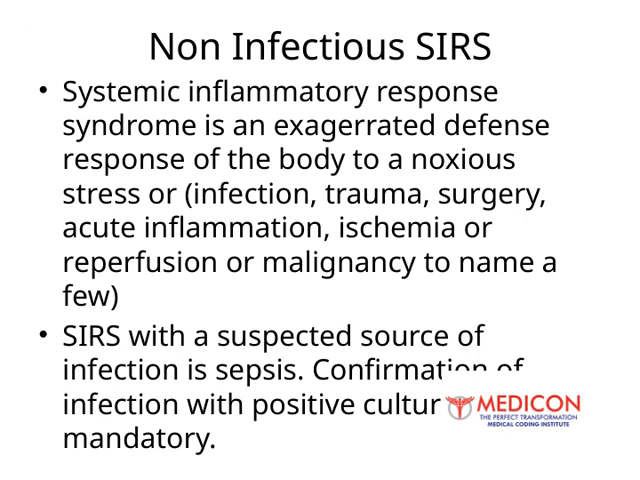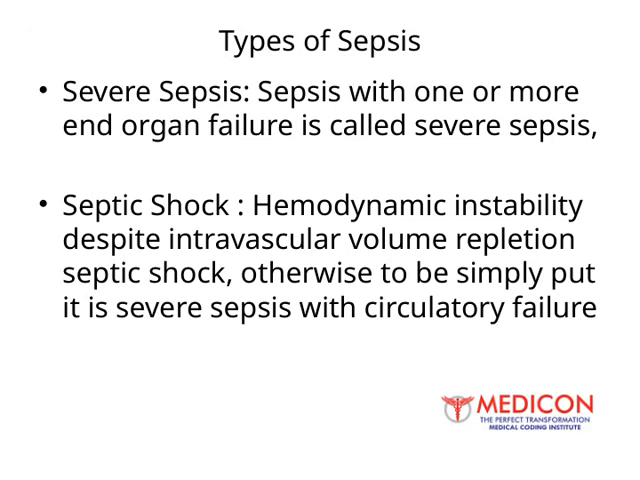Recognizing when SIRS is infectious versus non-infectious helps us tailor our interventions effectively and avoid unnecessary antibiotics if the cause is non-infectious. So, understanding these key concepts is vital in managing critically ill patients and improving outcomes across the board. Now, let's take a closer look at the different types of sepsis.